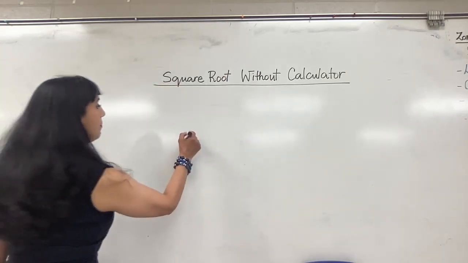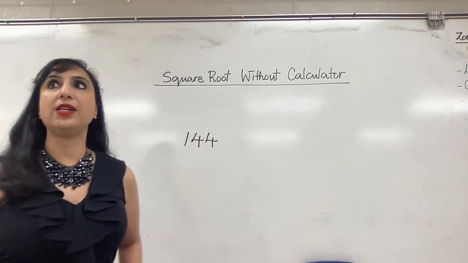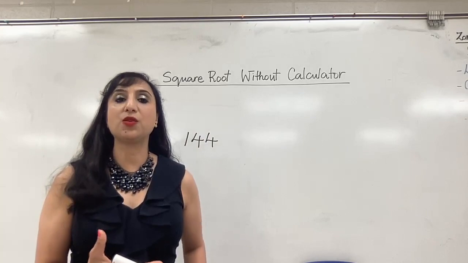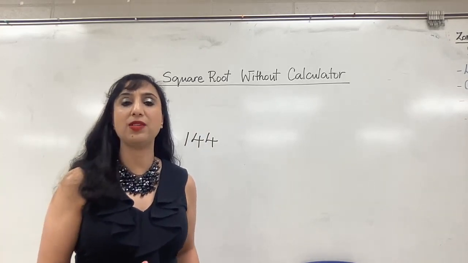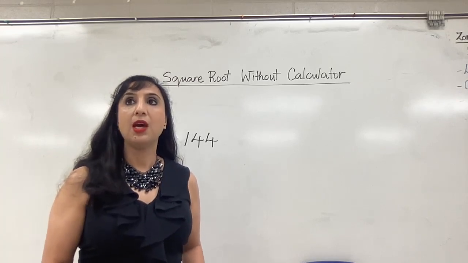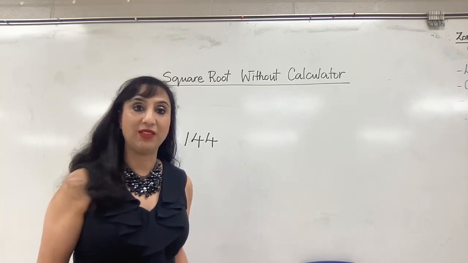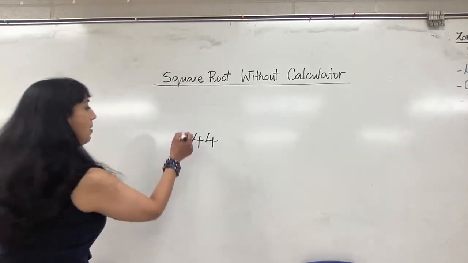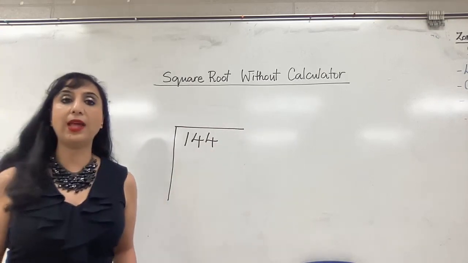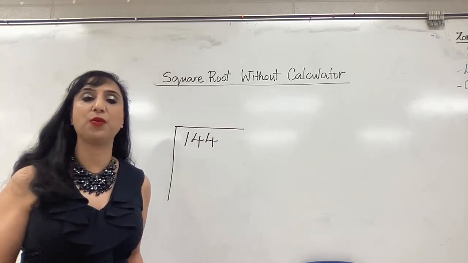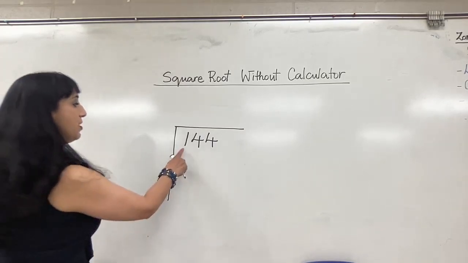If I write 144, what is the square root of this? What times itself gives me 144? This applies to all numbers, even the bigger numbers, and I'll show you an example in a minute. I'm going to put the division sign and then work in the perfect squares. The first thing I look at is the first pair.